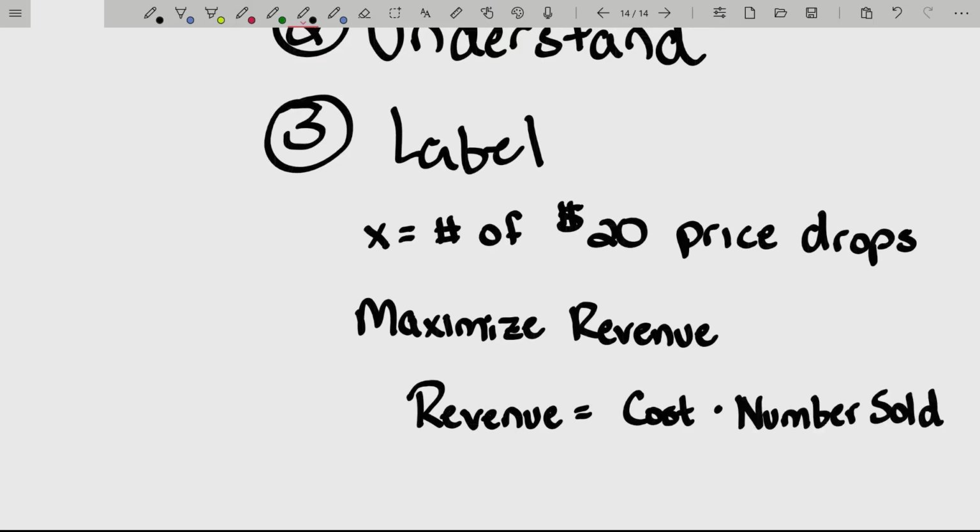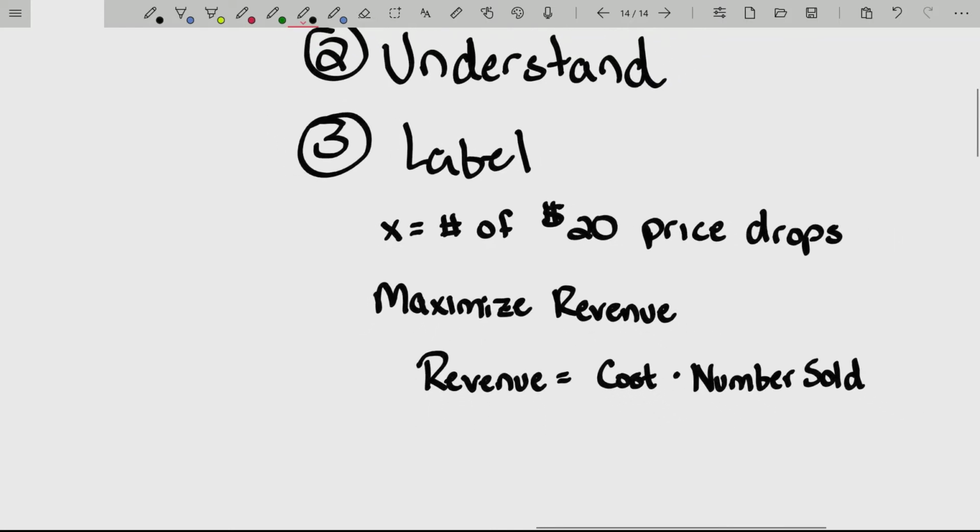So if you sold cars and you sell them for $10,000 each and you sell 10 of them, you've made 10 times 10,000 or $100,000. So that's what revenue is. It's not profit, it's revenue.